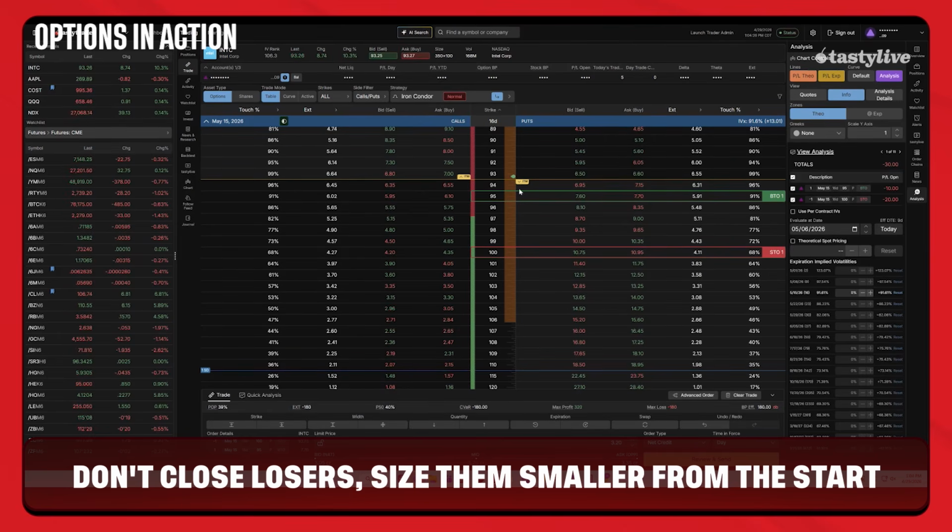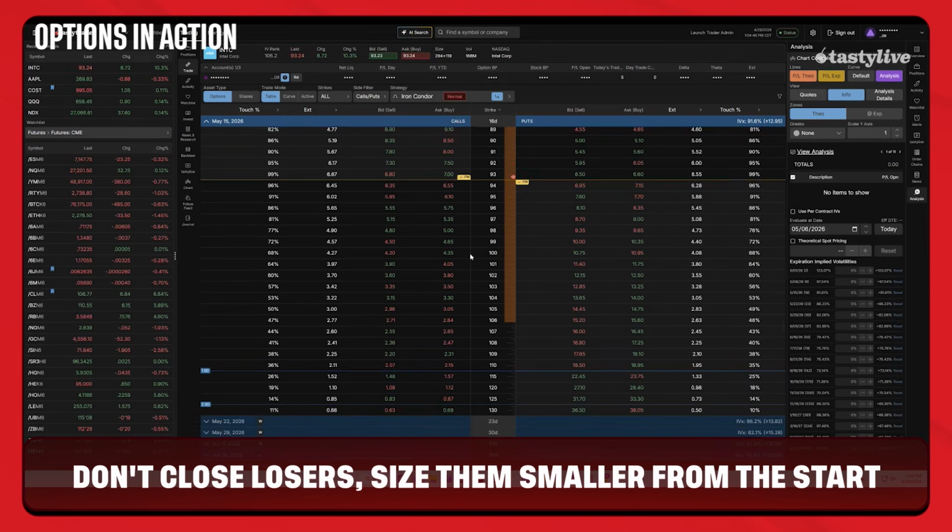So I don't like closing spreads for losses, just because I like sizing them smaller so that I don't have to close them, because we've seen time and time again, these markets can move in aggressive ways, and this spread that's completely in the money now could be completely out of the money tomorrow. So something to be said there.